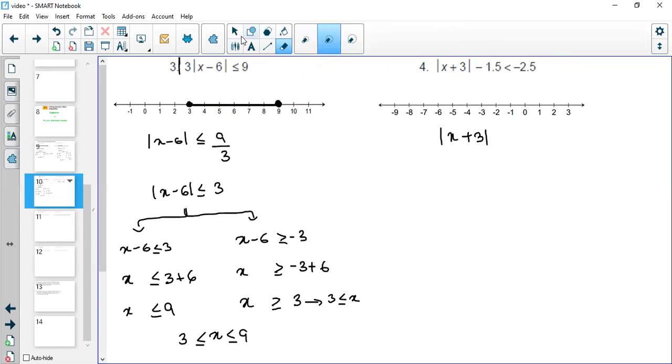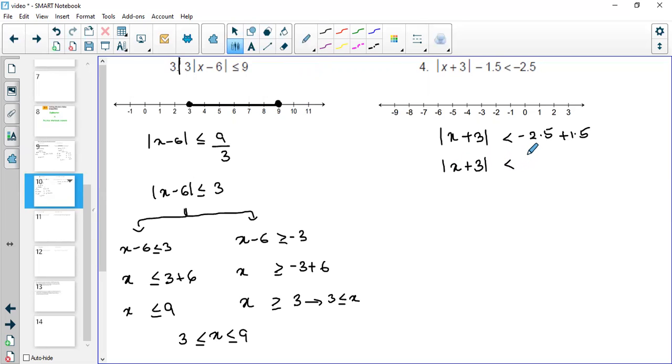Why am I writing the question again? It's going to be -2.5 plus 1.5, which is going to give you -1, because 2.5 minus 1.5 is going to give you a 1, and because -2.5 is greater and has a negative sign, it's going to be -1. So now, what are you going to do here?